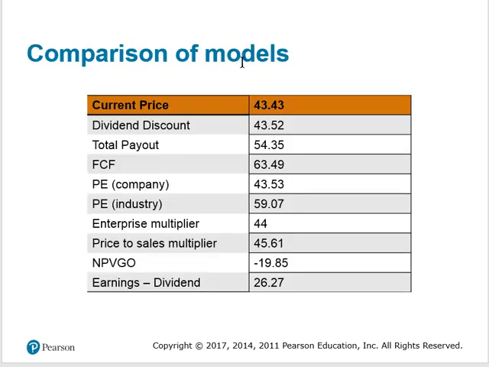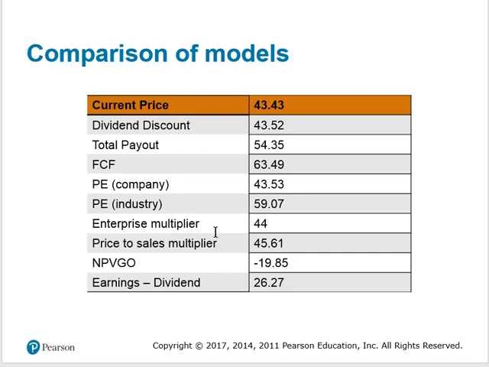So we can kind of predict something here. This is Coors. When I did this, their current price was $43.43, and you can see the dividend model was $43.52, the payout model $54, free cash flow $63, using the PE for the company $43.53.